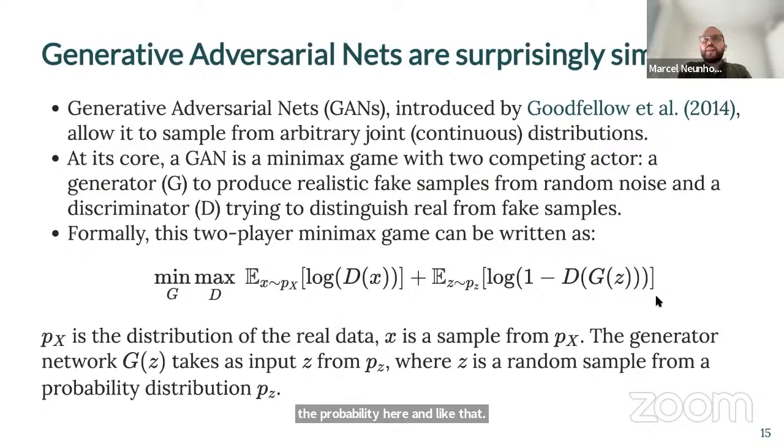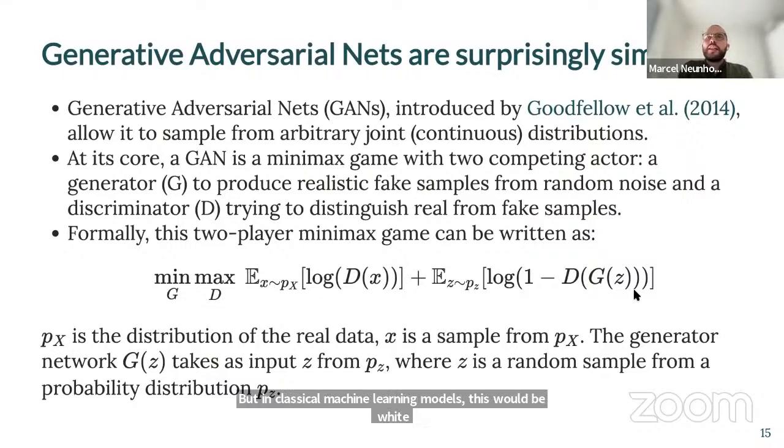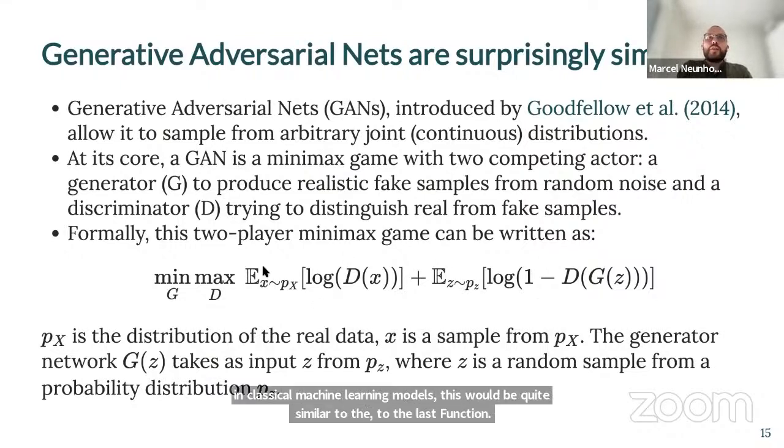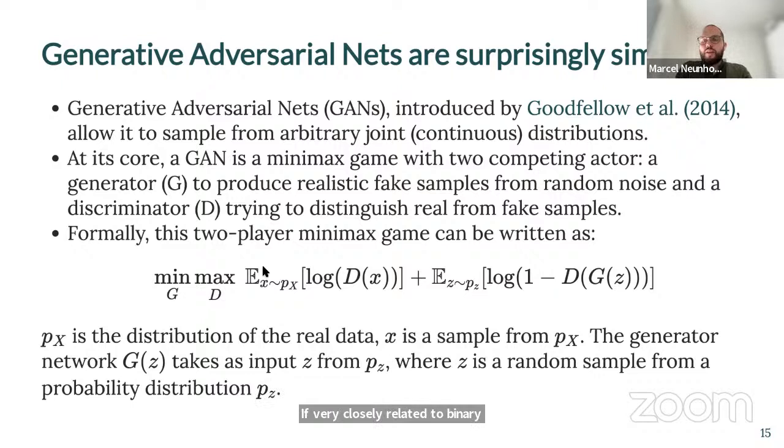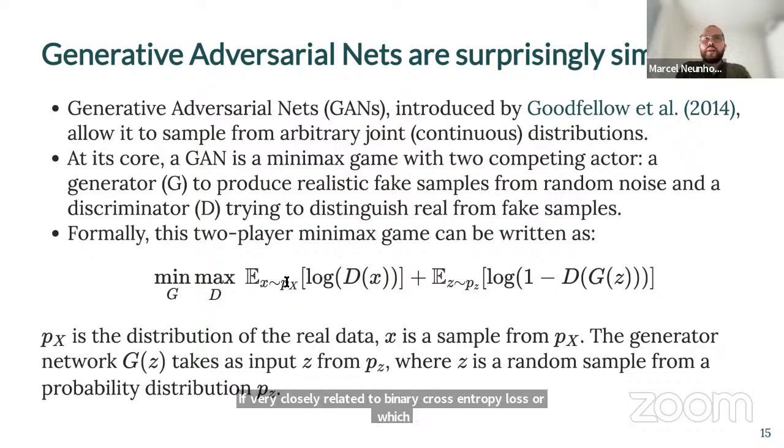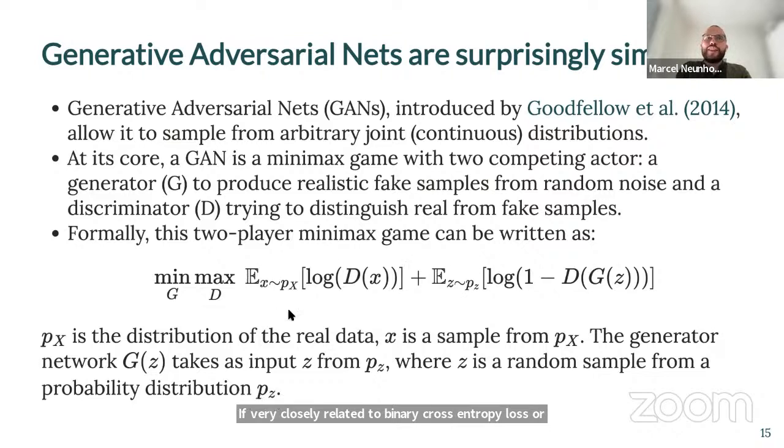So basically this is called a value function here, but in classical machine learning models, this would be similar to the loss function. It's very closely related to binary cross entropy loss or logistic regression. So you might have seen something like this before.